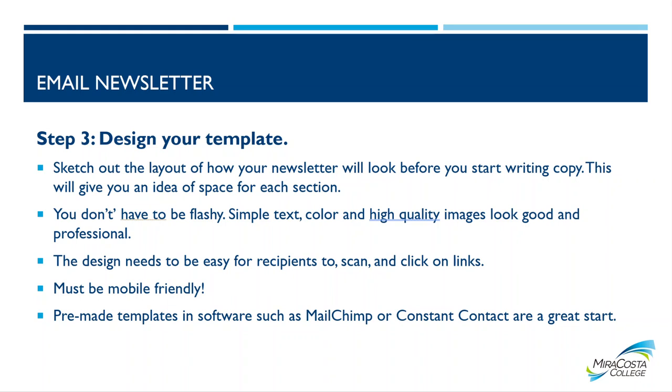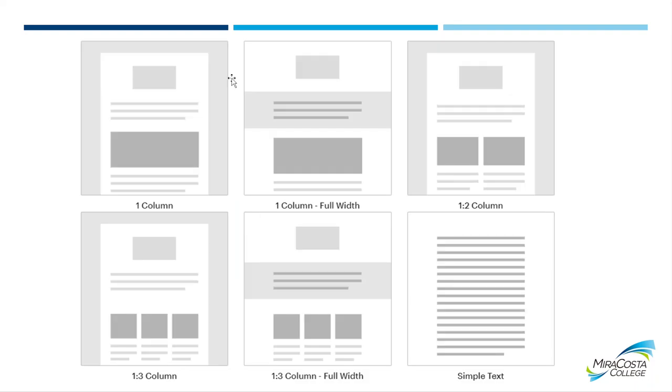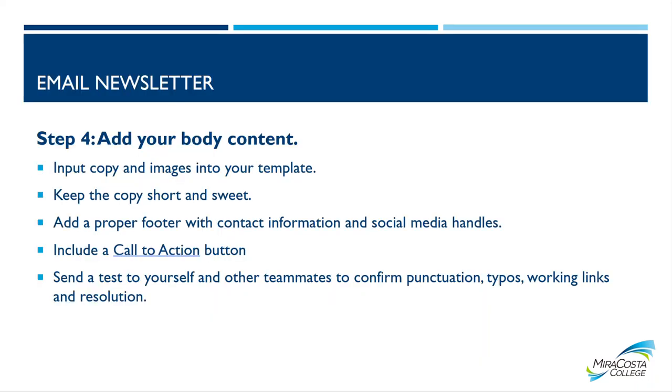Pre-made templates in software such as MailChimp or Constant Contact are a great start. I personally love MailChimp. They're my favorite. I think they're super easy to work with. They can get expensive if you have a huge database with, like, I don't know, 10,000, 100,000. Most small businesses don't have a database that big, but they have amazing templates here that are super clean and easy to use. Here are just some examples here.